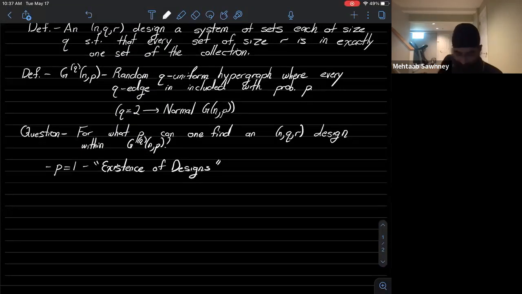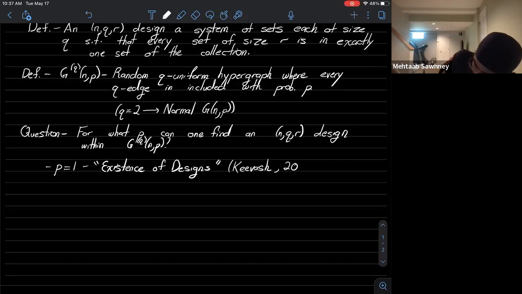Until 10 years ago, this was open. For q and r moderately large integers, it was not known that there exists a single (n, q, r) design. But now, due to breakthrough work of Peter Keevash, we know that (n, q, r) designs exist for n sufficiently large as a function of q and r, subject to some divisibility constraints, which will come up later in the talk. This is based on a method called randomized algebraic constructions.